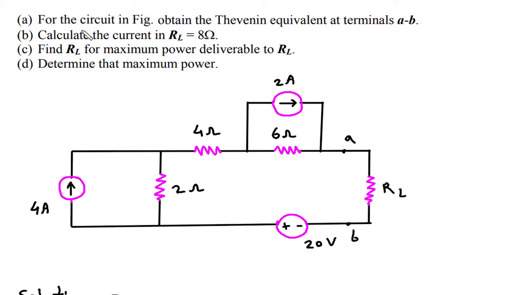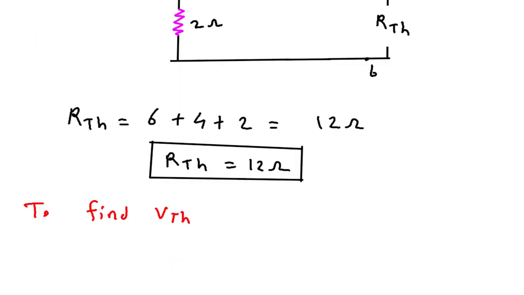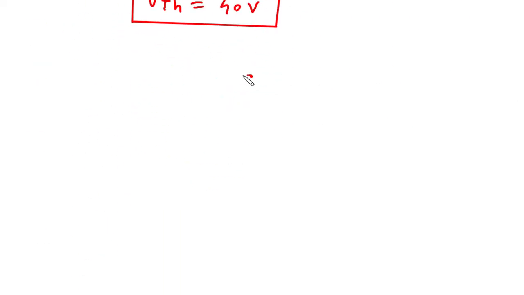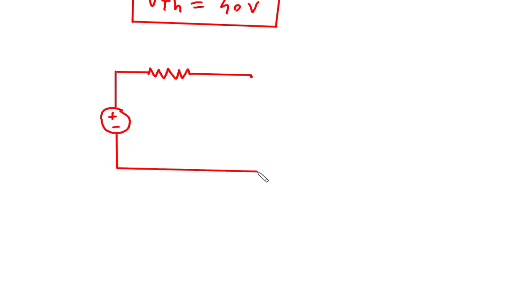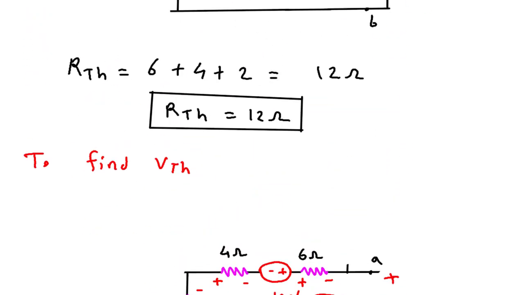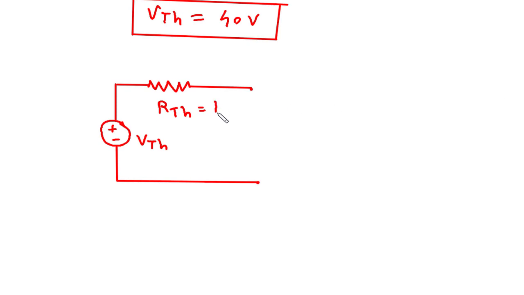We have to find, for the circuit in figure, obtain the Thevenin equivalent at terminals AB. So Thevenin equivalent will be RTh in series with VTh. So this is our RTh and this will be VTh, positive, negative. RTh is equal to 12 ohm and VTh is equal to 40 volt. This is terminal A and this is terminal B.